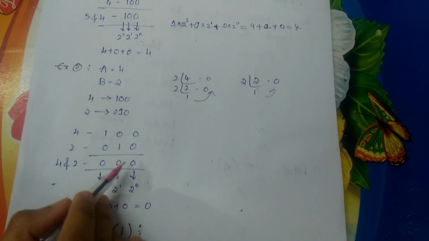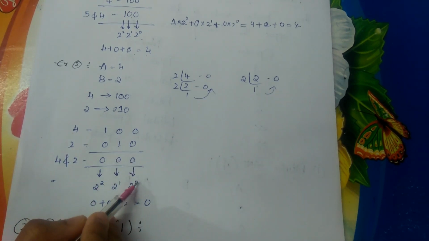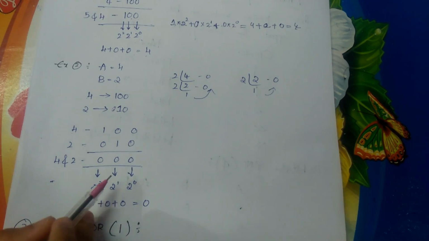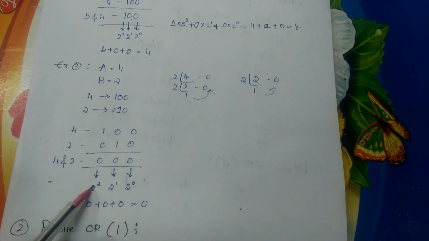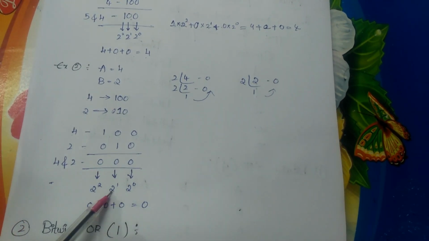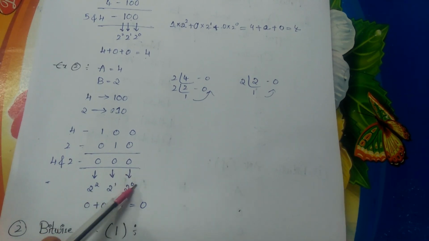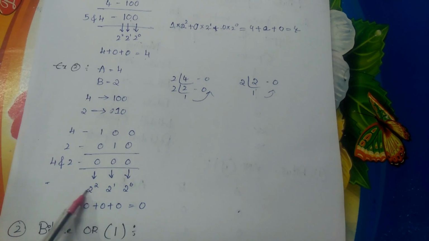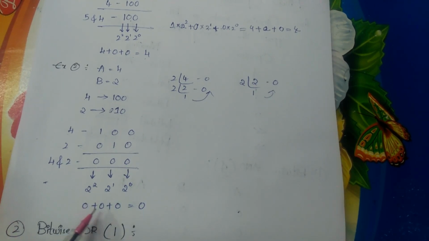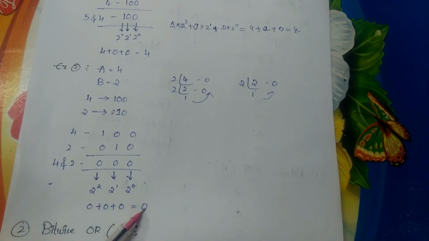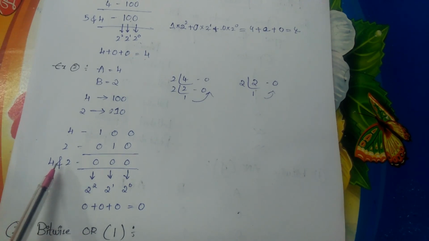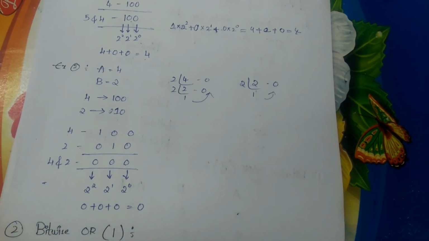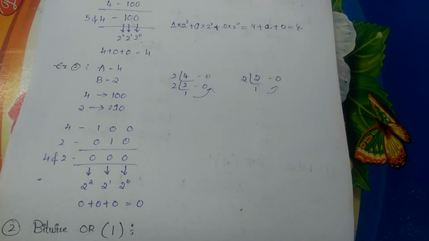Now the places are 2 power 0, then 2 power 1 and 2 power 2. So 0 into 2 square plus 0 into 2 power 1 plus 0 into 2 power 0. Everything will be 0 because all the zeros are multiplied with them. Now 0 plus 0 plus 0 is equal to 0. Therefore 4 bitwise AND of 2 is equal to 0. This is the way of solving the bitwise AND.